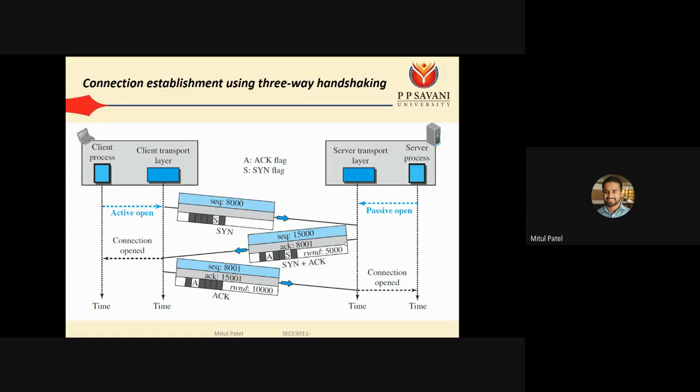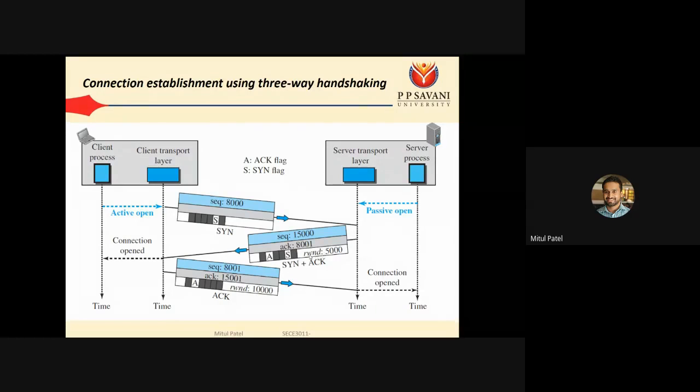Okay, so this packet is of two types, that is seen and acknowledgement. So that's why we have set the two flags. One is for synchronizing the sequence number and the second is for the acknowledgement. Okay, so the sequence number is 15000, that is the initial sequence number selected by the server, and the acknowledgement is 8001. We have set the acknowledgement flag and we have set the seen flag.